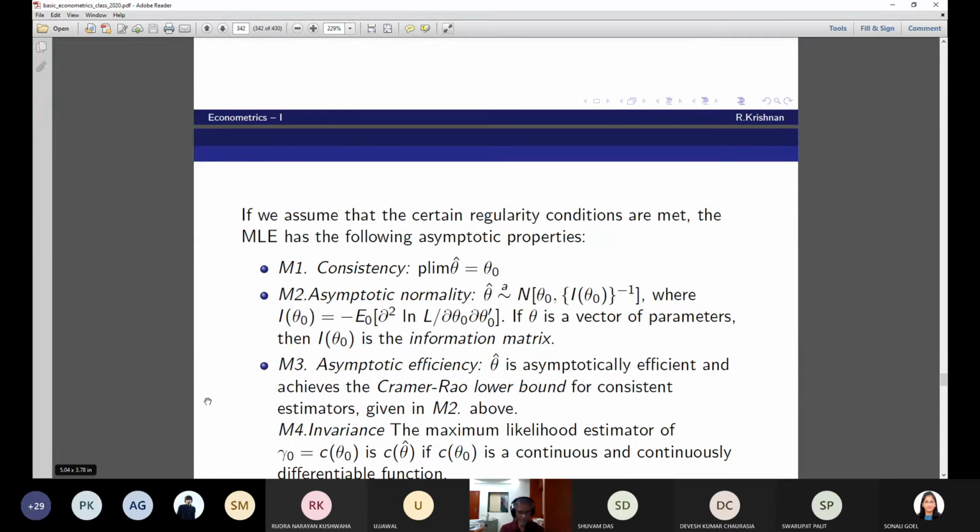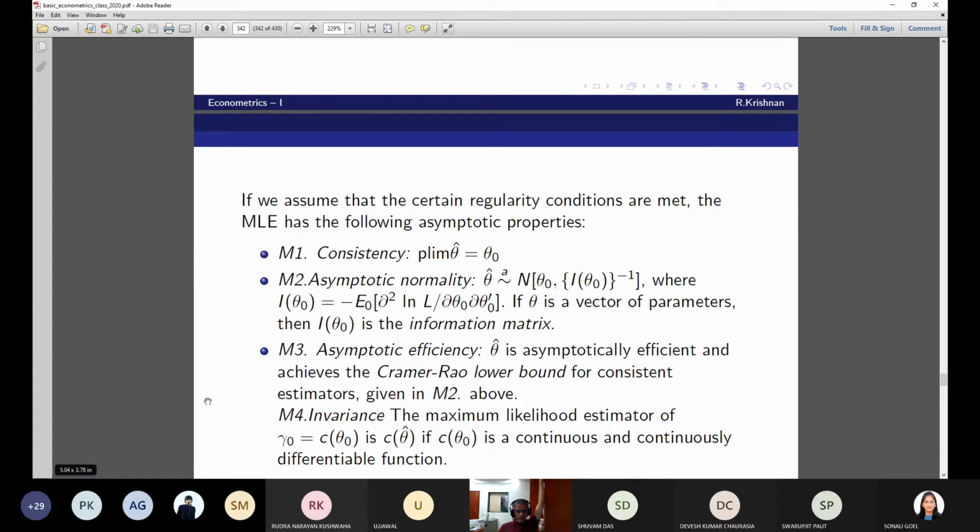M3, asymptotic efficiency: theta hat is asymptotically efficient and achieves the Cramer-Rao lower bound for consistent estimators given in M2 above. What this Cramer-Rao lower bound is, we are going to see shortly. Invariance: forget the invariance, I am not introducing invariance at all. Consistency, normality, asymptotic efficiency is what you must concentrate on.